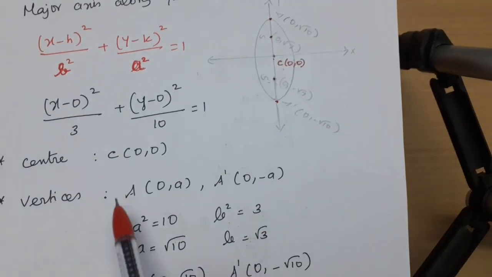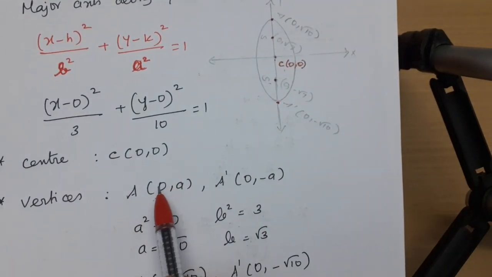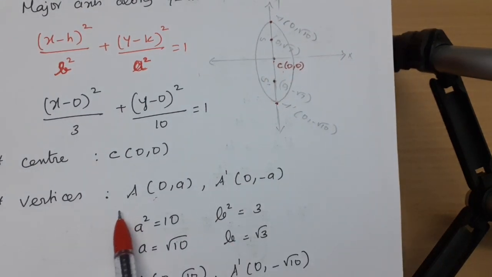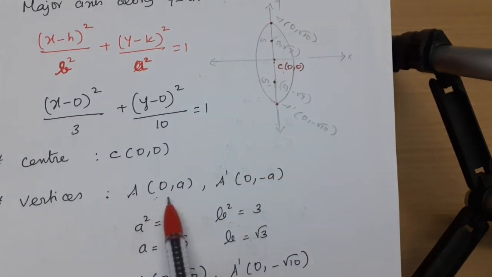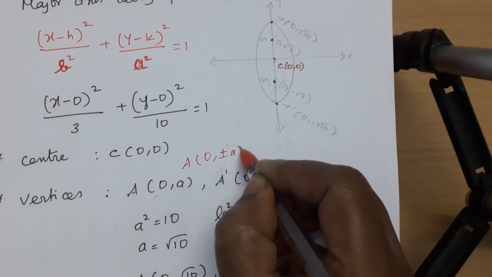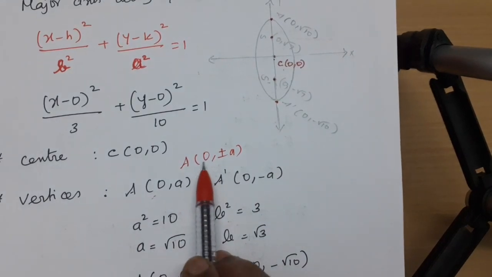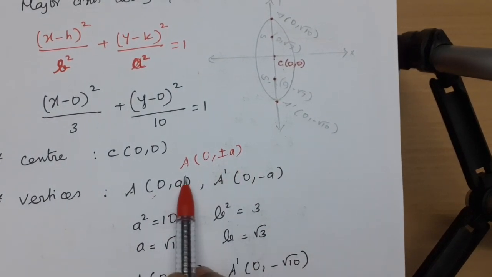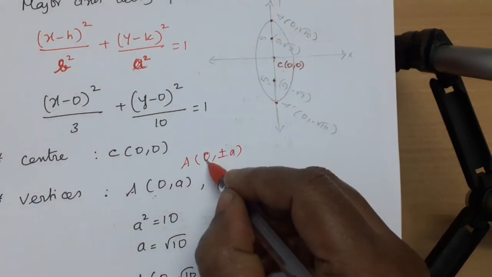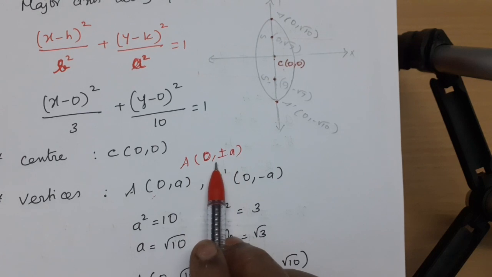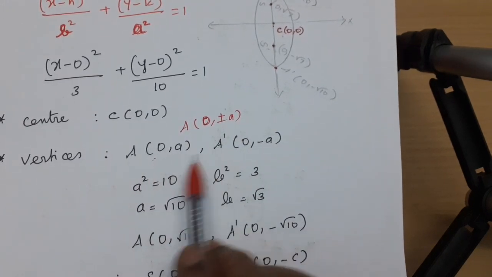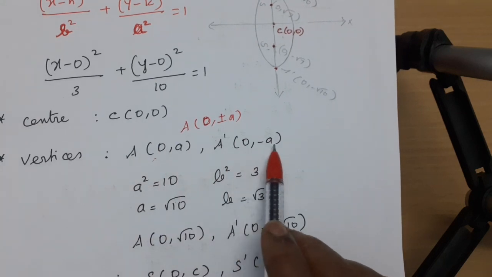Y axis. So the center is 0, 0. What are the vertices? If the major axis is the Y axis, the x value becomes 0, having only the Y value. So A is 0, A, or we can rewrite it as 0, plus or minus A. For the x axis, it is plus or minus A, 0. For the Y axis, there is no value for x, so it is 0, plus or minus A. Therefore, the vertices are A is 0, A and A dash is 0, minus A.